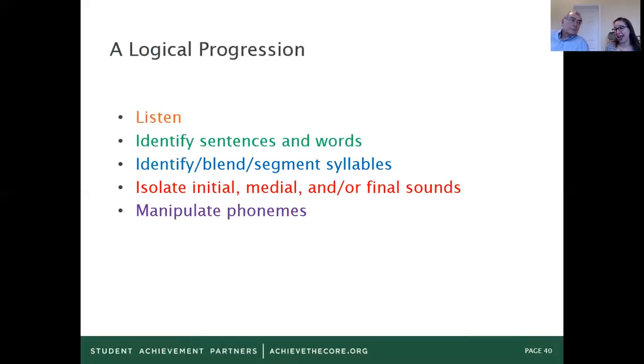And finally, the last piece is really connecting those phonemes to graphemes, or the letters and groups of letters that represent the sounds in writing. And that will take us into next week's modules.